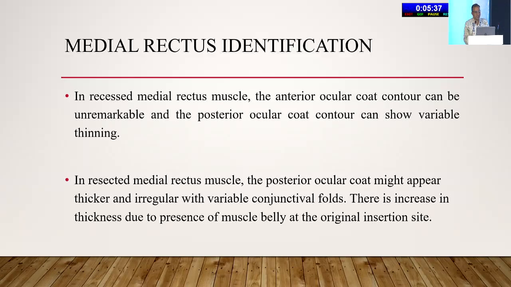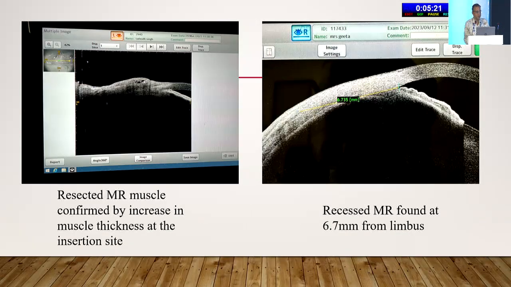Medial rectus muscle identification: in a recessed medial rectus muscle, the anterior ocular coat contour can be unremarkable and the posterior ocular coat contour can show variable thinning. In a resected medial rectus muscle, the posterior ocular coat might appear thicker and irregular with variable conjunctival folds. This is a resected MR muscle, confirmed by increase in muscle thickness at the insertion site, and the recessed medial rectus muscle was found at 6.7 mm from the limbus.